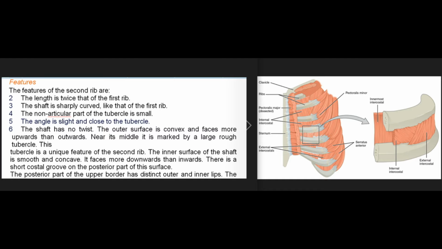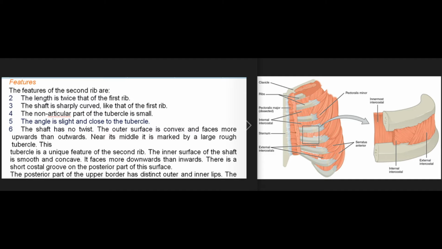The outer surface is convex and faces more upwards than outwards. Near its middle it is marked by a large rough tubercle. This tubercle is a unique feature of the second rib. The inner surface of the shaft is smooth and concave. It faces more downwards than inwards. There is a short costal groove on the posterior part of this surface.